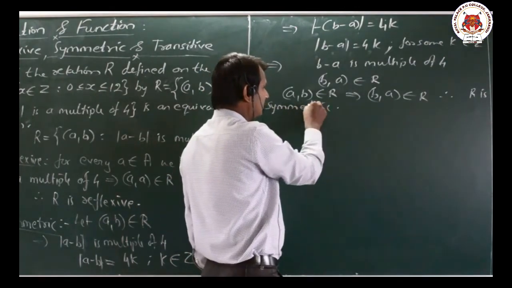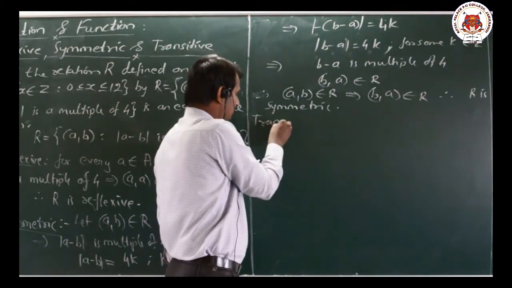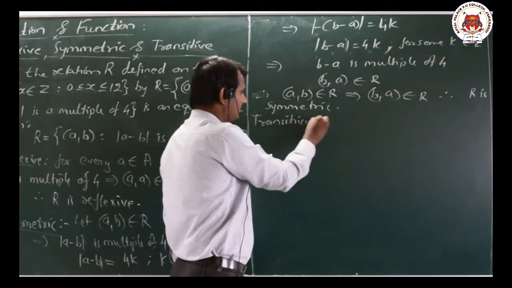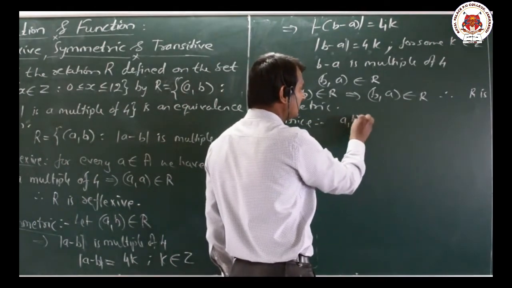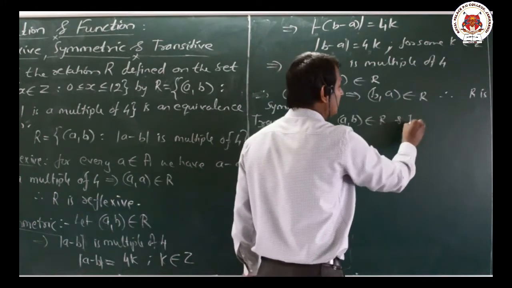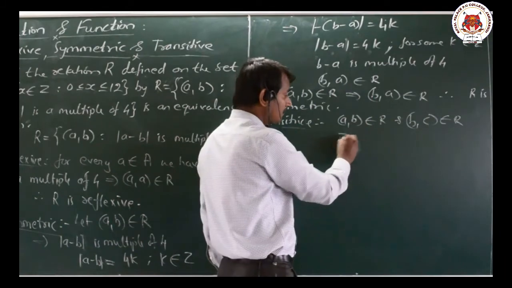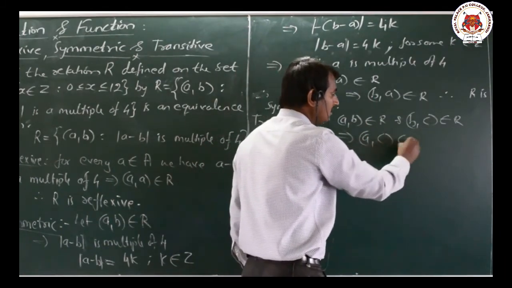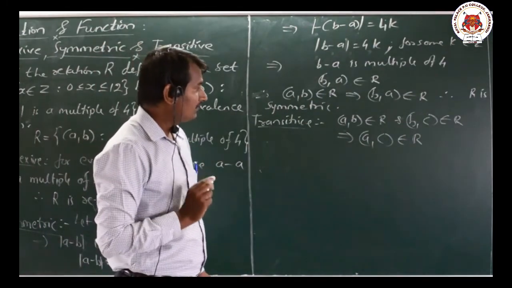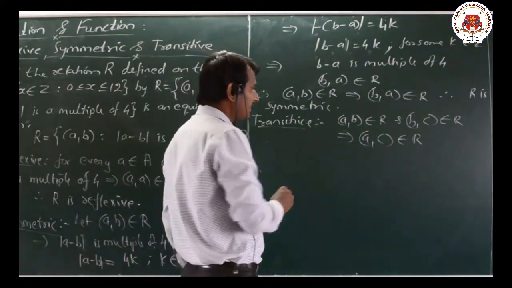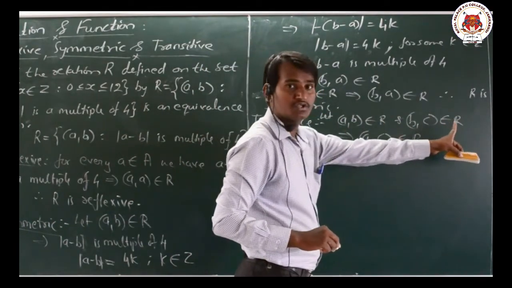Now the last condition, that is transitive, that we shall observe here. What is the definition of transitive? The definition says that if (a, b) belongs to R and (b, c) belongs to R, both should be there, that implies (a, c) belongs to R. Dear friends, that we shall take now. So first of all, let (a, b) belongs to R and (b, c) belongs to R.